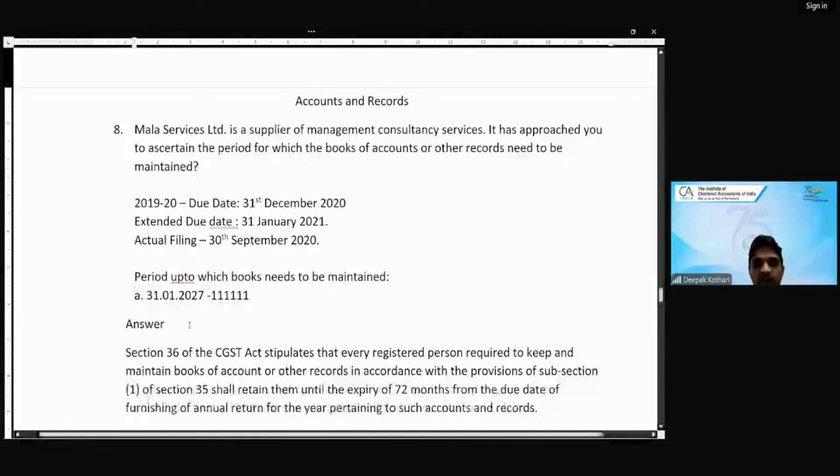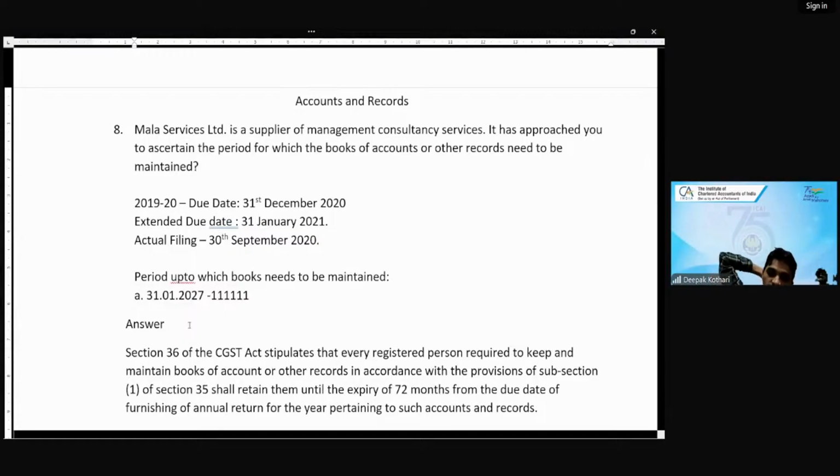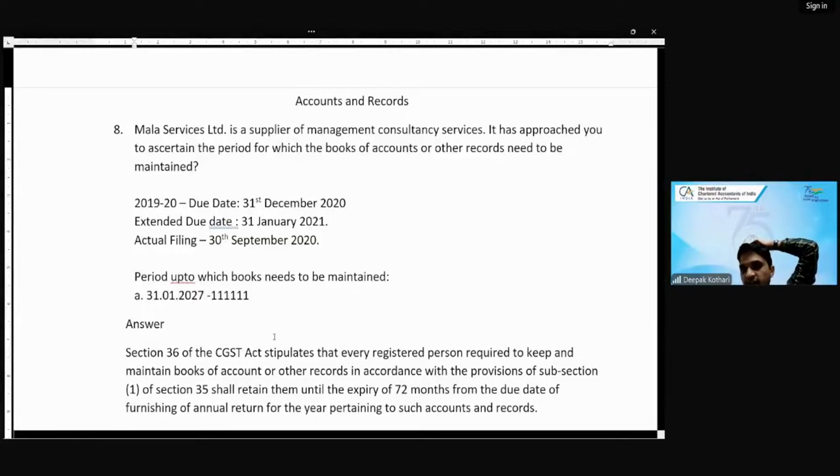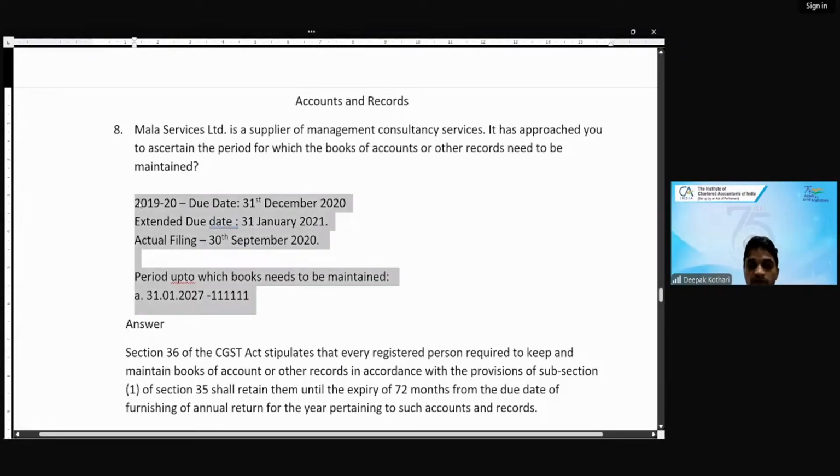So the correct answer is yes, it is 31st January. Even if the actual filing you are doing before itself, your maintenance of books will be from the due date of filing annual return. The due date is 31st January. So 6 years from there. So it is 31st January 2027. Correct. Right?